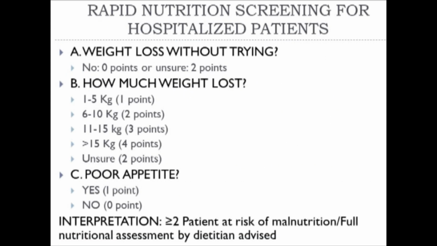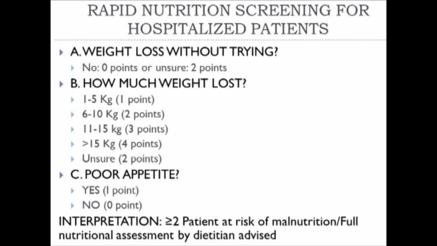There is also a rapid way of assessing a patient, and it's basically in 3 steps. First of all, assessing whether or not the weight loss occurred without trying. If there was no weight loss, 0 points, and if you're not sure, 2 points. How much weight loss? 1 to 5 kilos, 1 point. 6 to 10 kilos, 2 points, and so forth. And then, is there poor appetite? Yes, that's worth 1 point. And if there's no loss of appetite or poor appetite, that's 0.